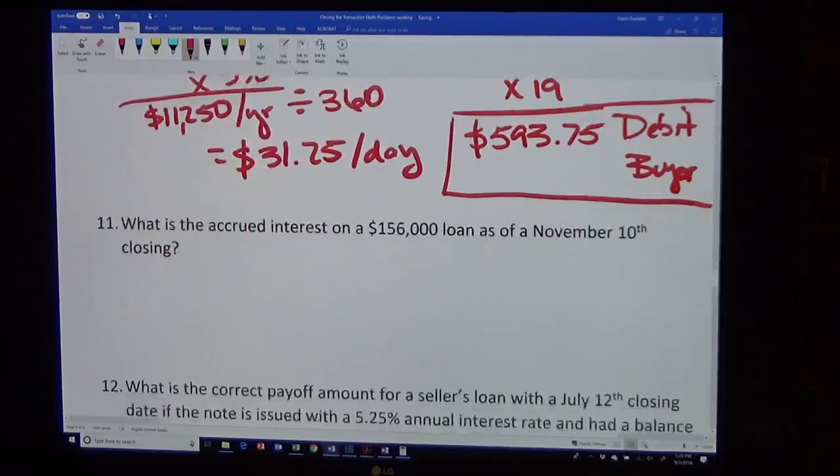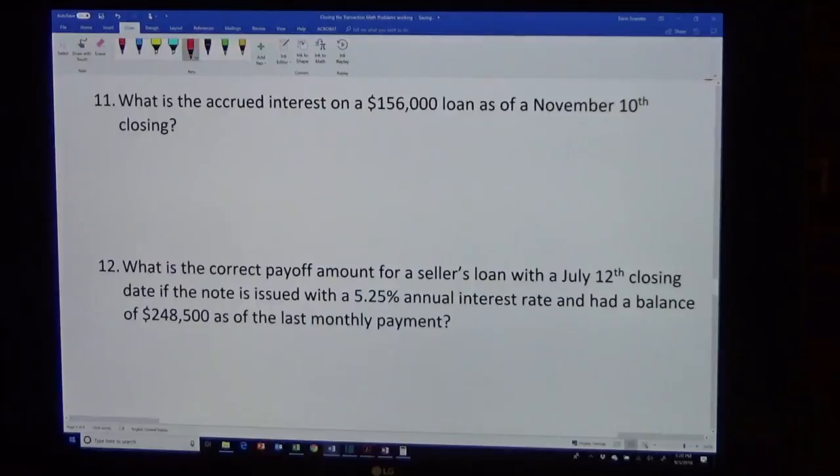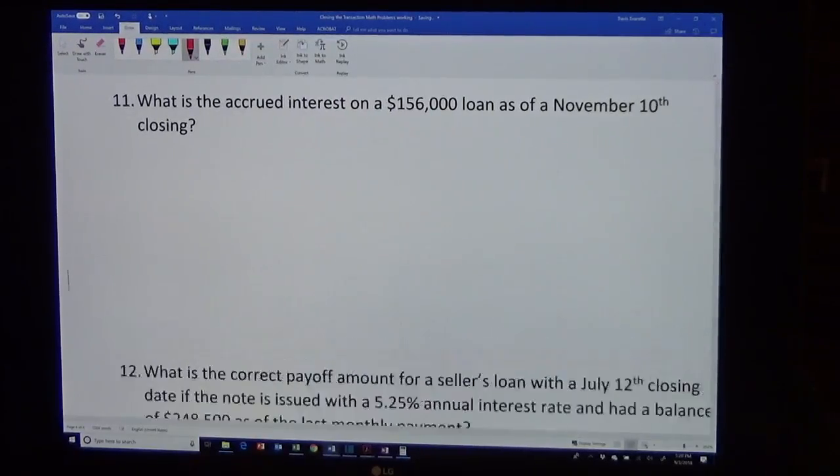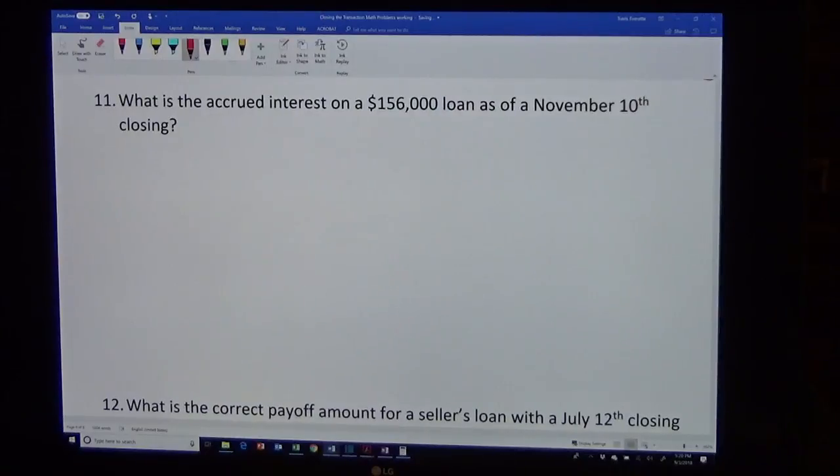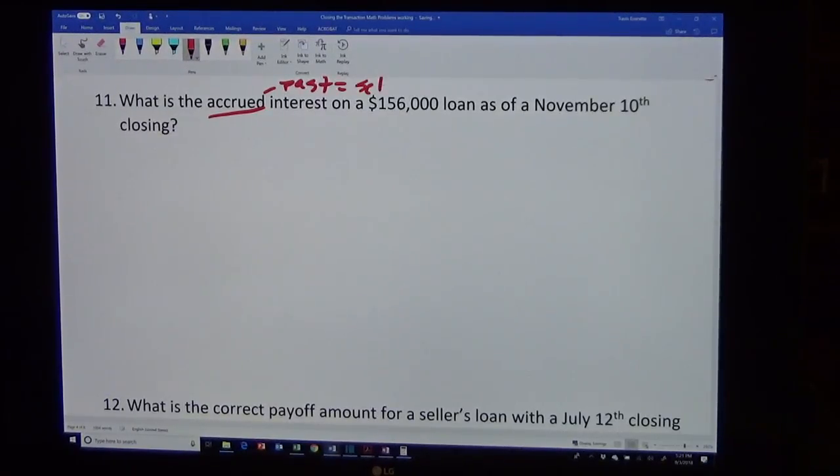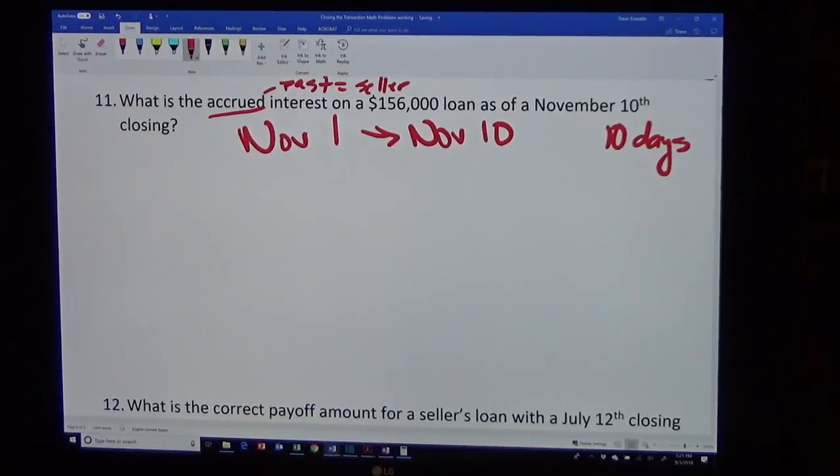Number 11 deals with interest in the past. It says, what is the accrued interest on a $156,000 loan as of the November 10th closing? Well, this word accrued means past, and that equals seller. So it's the seller paying this. Interest has been accruing since the beginning of the month, so November 1 through November 10th. And that is 10 days. So we need 10 days of accrued interest.